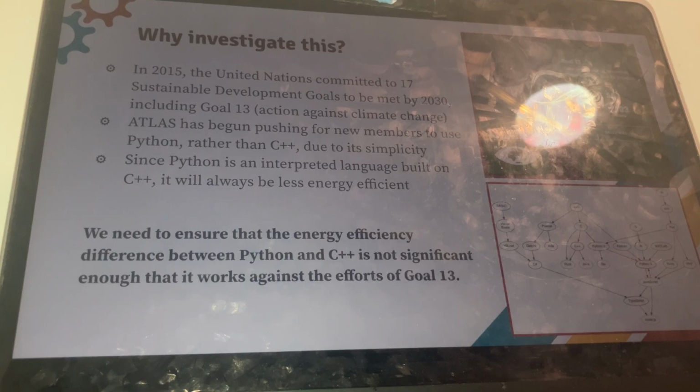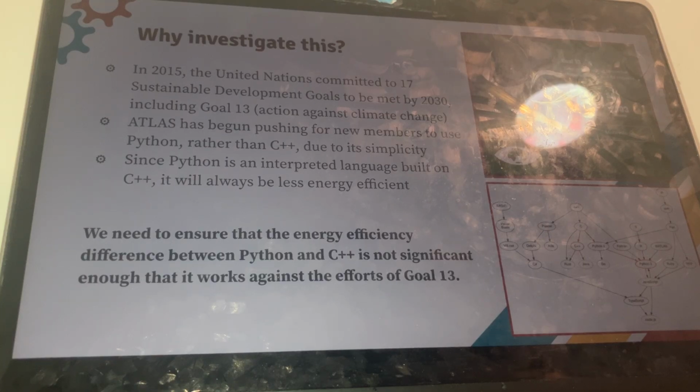So why do we need to investigate this? In 2015, the United Nations committed to 17 Sustainable Development Goals to be met by 2030. This includes Goal 13, which is to take urgent action to combat climate change and its impacts. Energy consumption does influence climate change. The more energy consumed, the more it impacts climate change. So it's our responsibility as researchers to limit our energy consumption in order to assist with this goal.